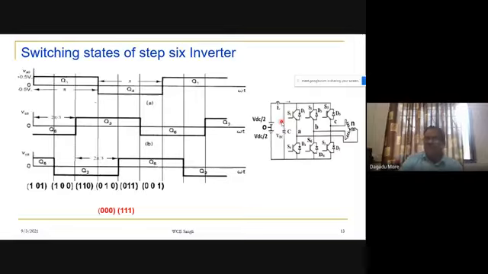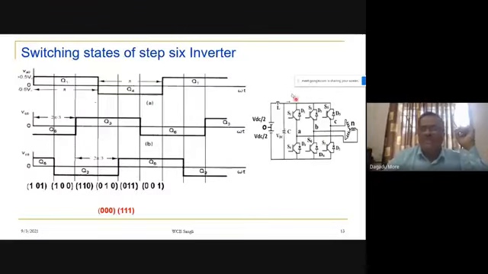Each switch is on for how many degrees? 180 degrees mode of conduction. Each switch is on for 180 degrees. So here we are given just Q1 and Q4. Let us assume S1 and S4. Q1 is on for 180 degrees, Q4 is on for 180 degrees. One switch from the first leg, Q1, Q4.